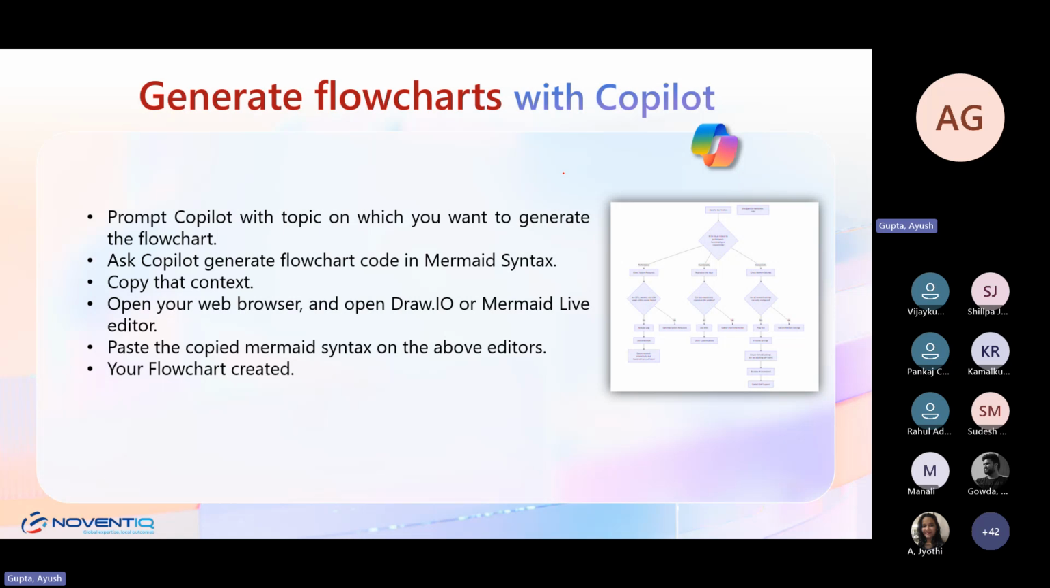So let's suppose you want to create one flowchart about, let's suppose, implementation of XYZ tool, what processes will be there, and you want to create one flowchart about that, you can directly ask Copilot to create a flowchart for you in Mermaid syntax, and then you can use that Mermaid syntax in Mermaid or Draw.io to create your flowchart instantly. So in that way, you can generate your flowchart with Copilot very easily.